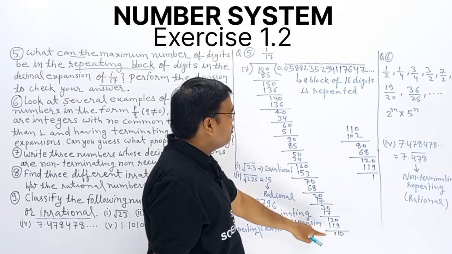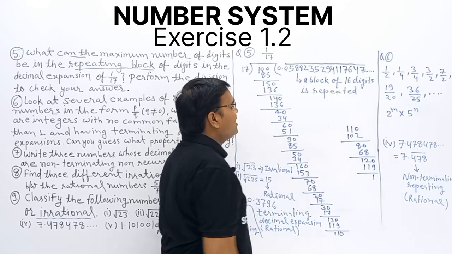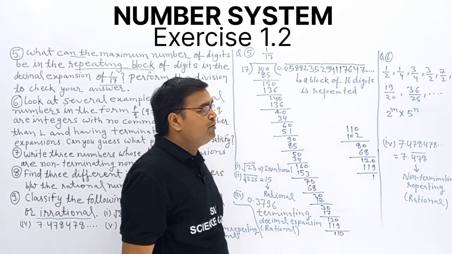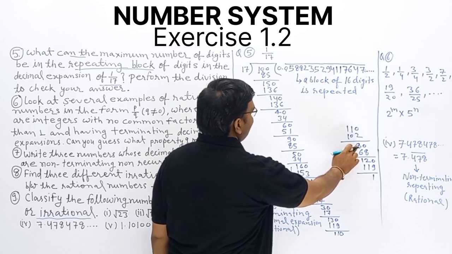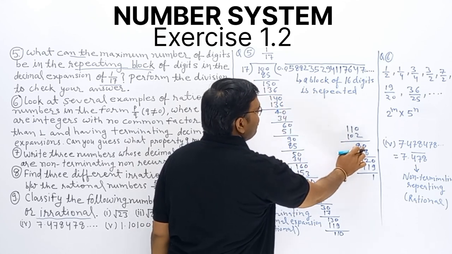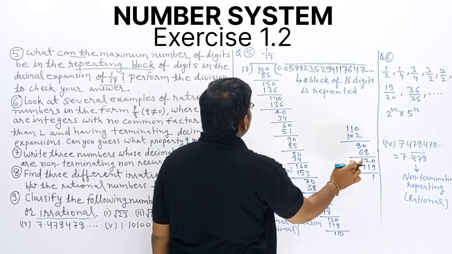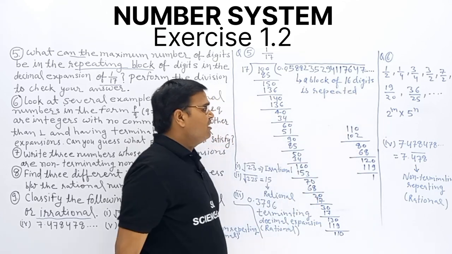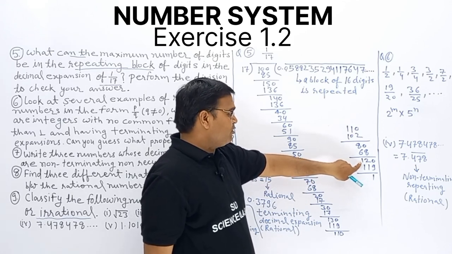Now how many times is it going? 17 6s are what? 17 6s are 102. 102. Now subtract this one. 8 is the remainder. We cannot divide, so we require 0. We use 0. How many times is it going now? 4 times. 17 4s are 68. Now subtract this one. We are getting remainder 12.